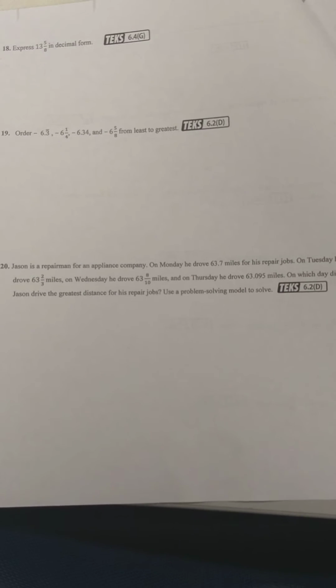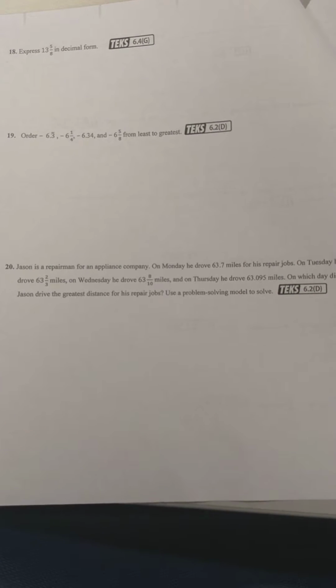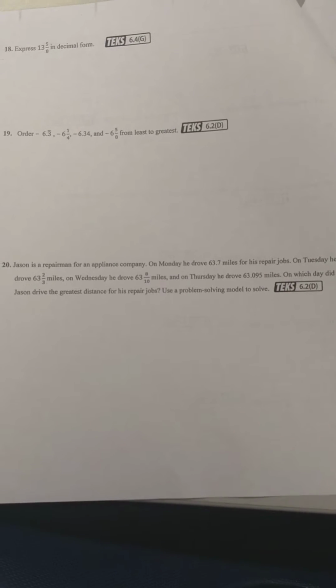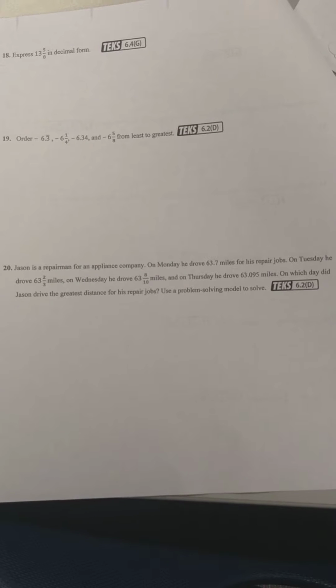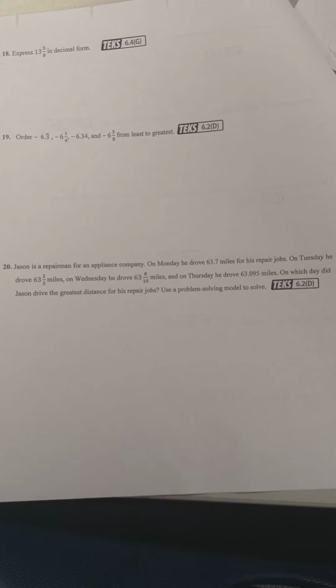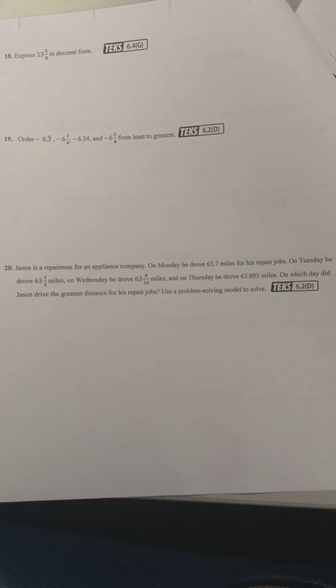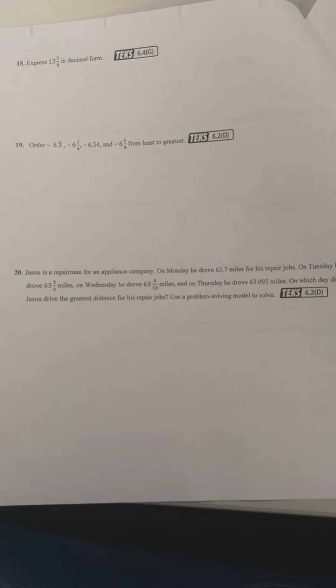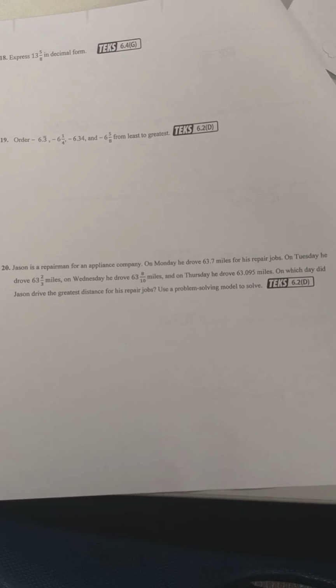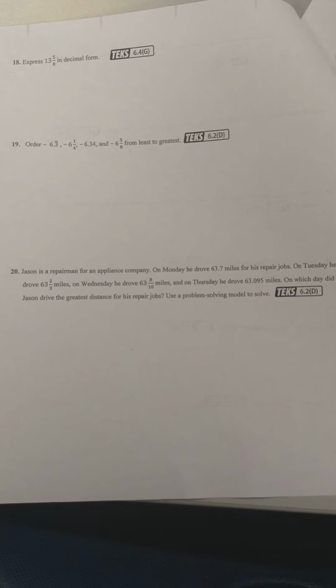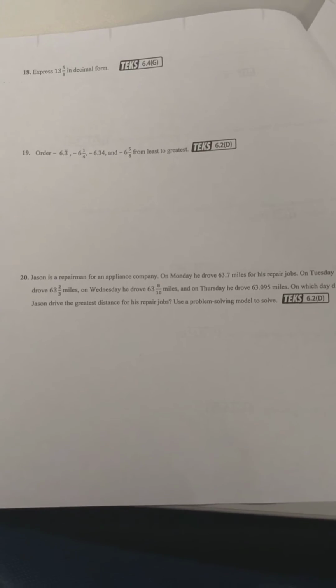Number 20, Jason is a repairman for an appliance company. On Monday, he drove 63.7 miles for his repair jobs. On Tuesday, he drove 63 2/3 miles. On Wednesday, he drove 63 8/10 miles, and on Thursday, he drove 63.095 miles. On which day did Jason drive the greatest distance for his repair jobs? Use a problem-solving model to solve.